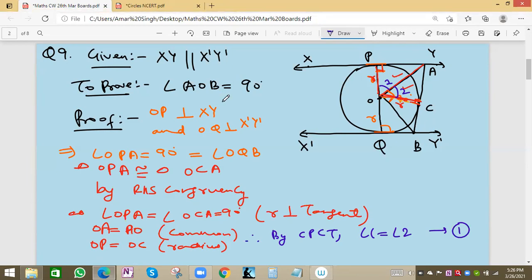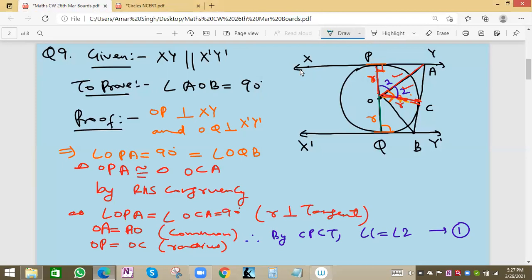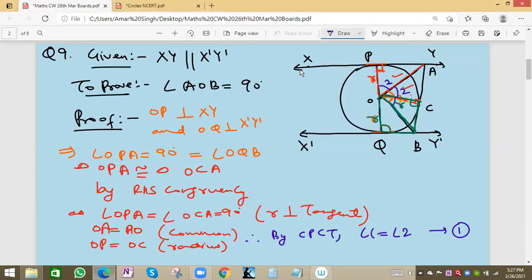Similarly, we can prove this triangle. Let me show in green. This triangle is congruent to this one. Again, this is 90 degree, this is 90, this is the common side, and this is R, and again this will also be R. So this is congruent, and same here we have 3 is equal to 4, so this is angle 3, and this is angle 4, angle 3 is equal to angle 4.